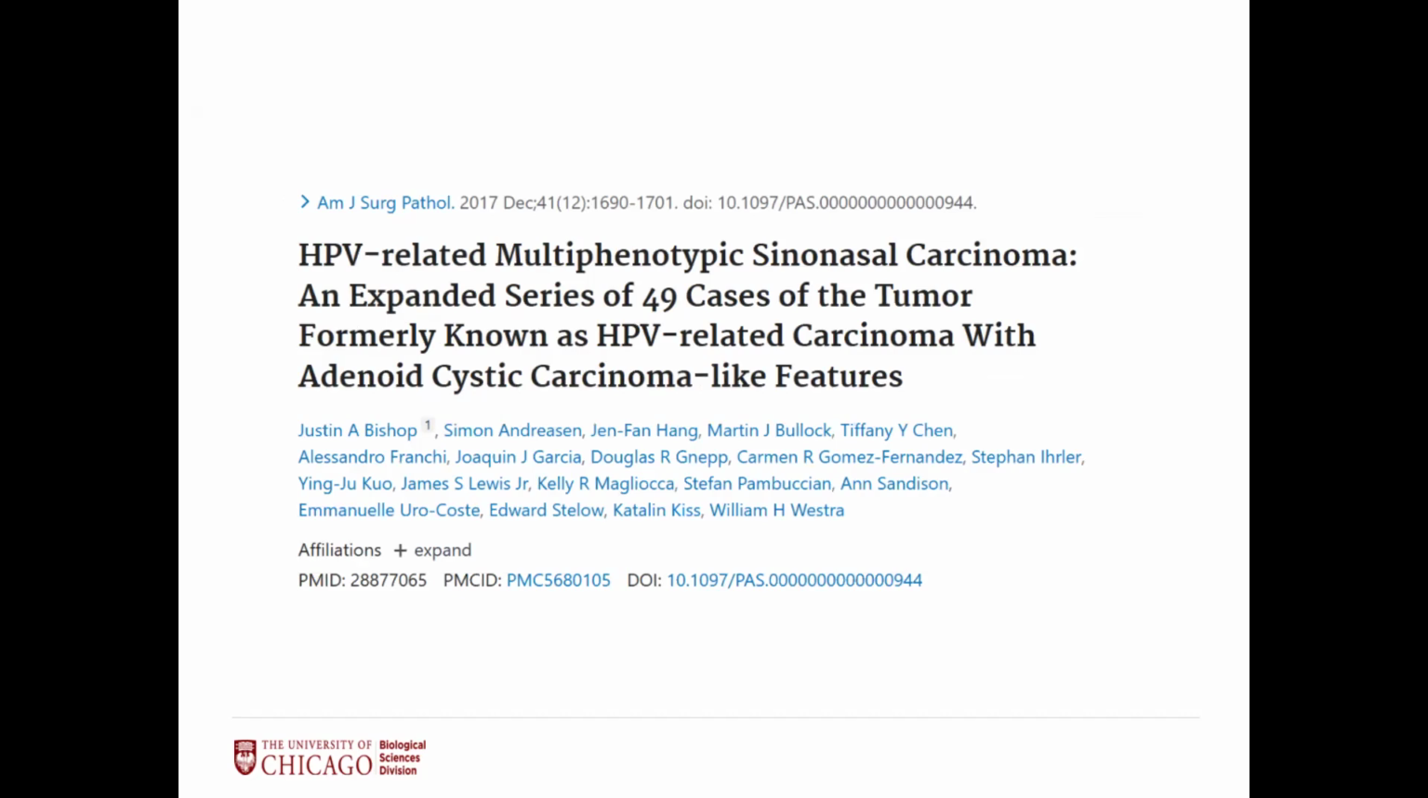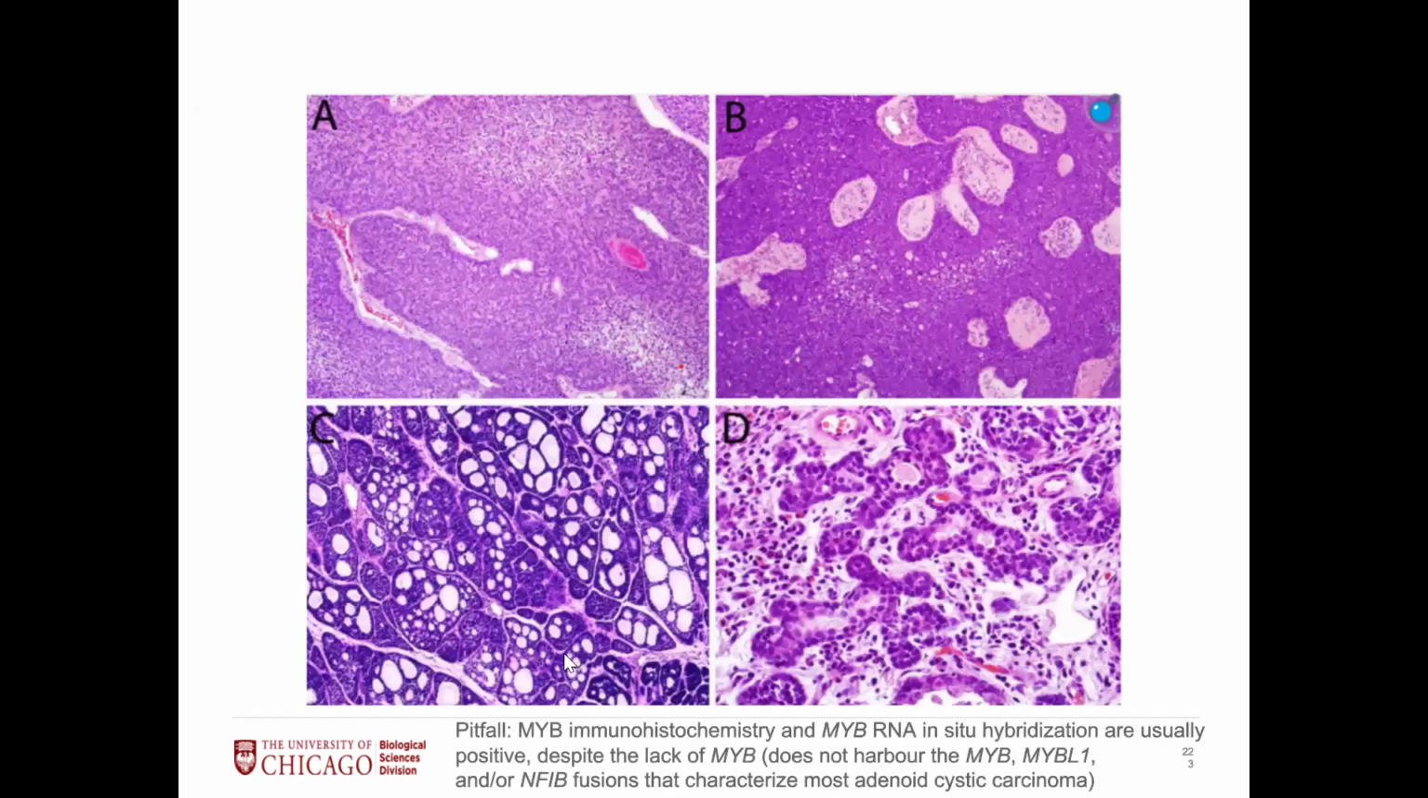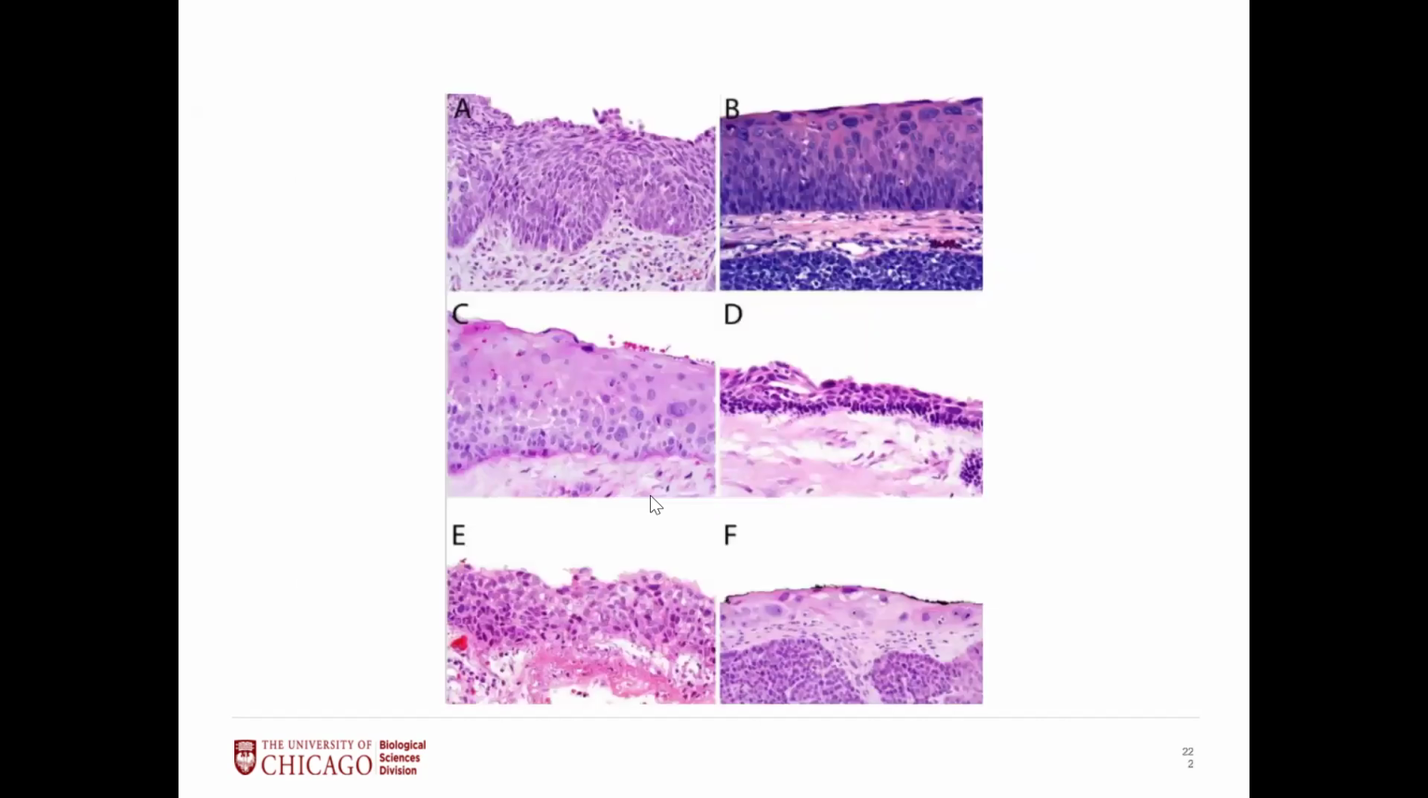This is a good paper that expanded its morphologic features. It used to be called adenoid cystic carcinoma-like. I'll show you, because it looks like this. You would get this biopsy and think, adenoid cystic, done. No, unfortunately not. This is HPV-related multiphenotypic sinonasal carcinoma. It can look like this, like this, like this. You have the myoepithelial component, a ductal component, and an in situ component in the overlying epithelium.